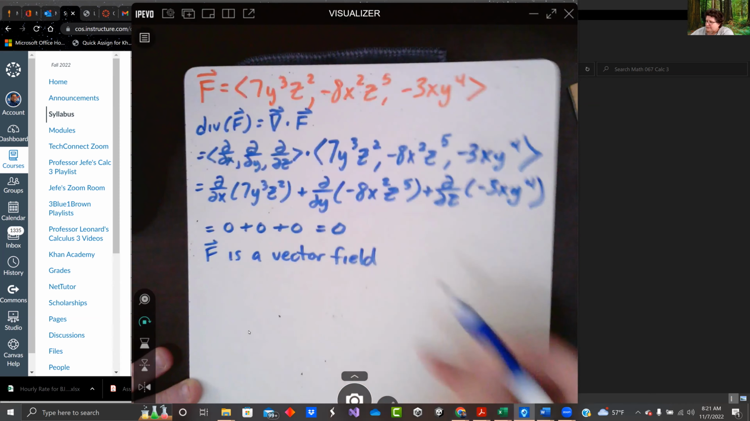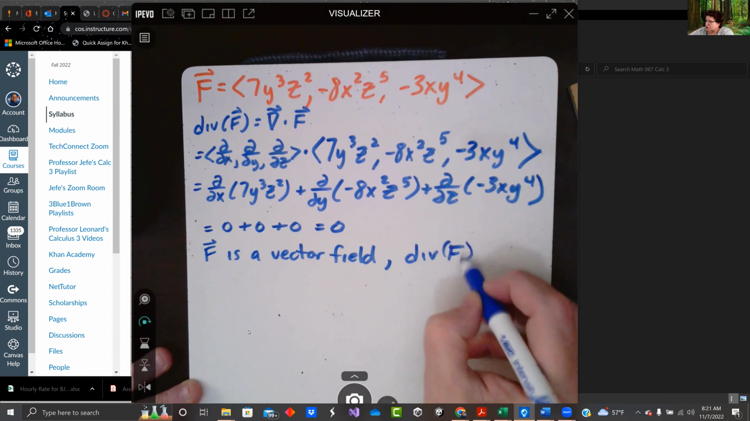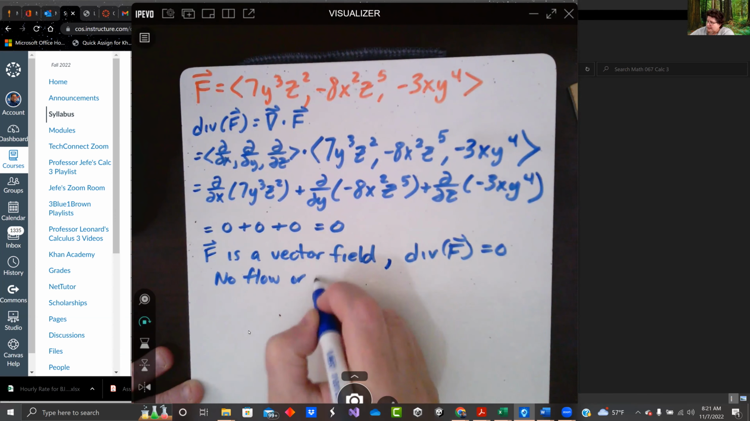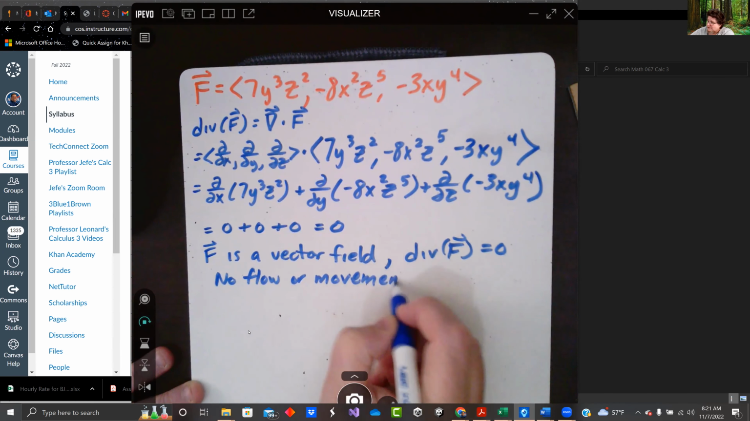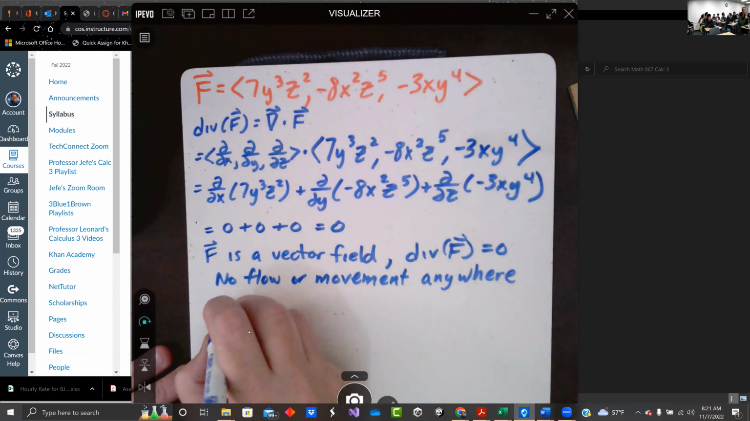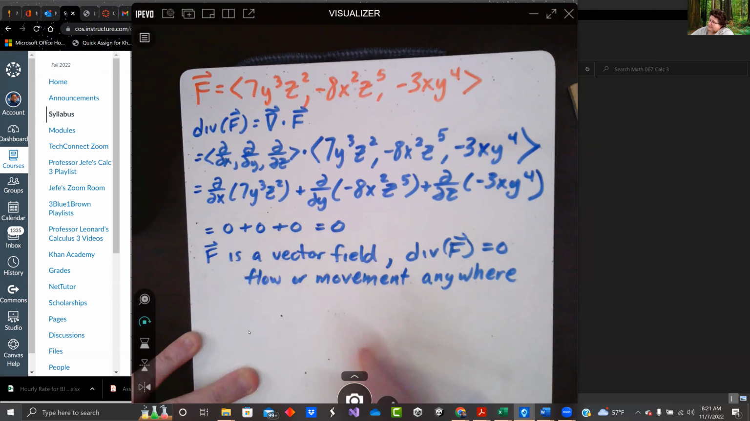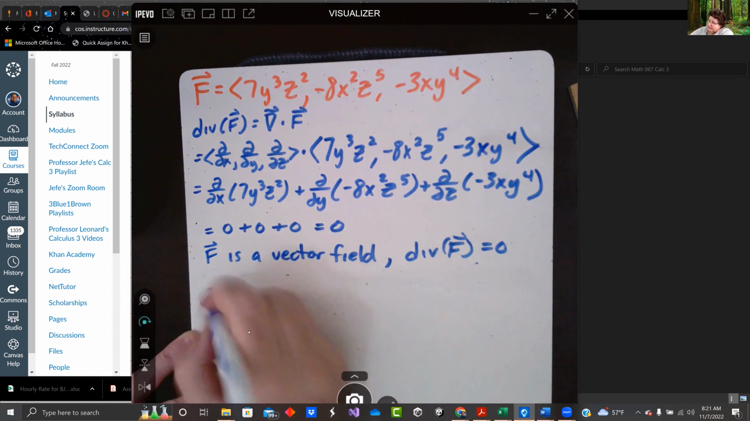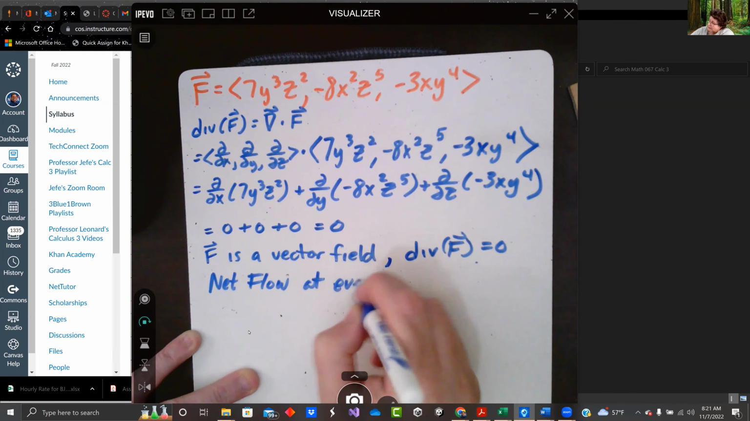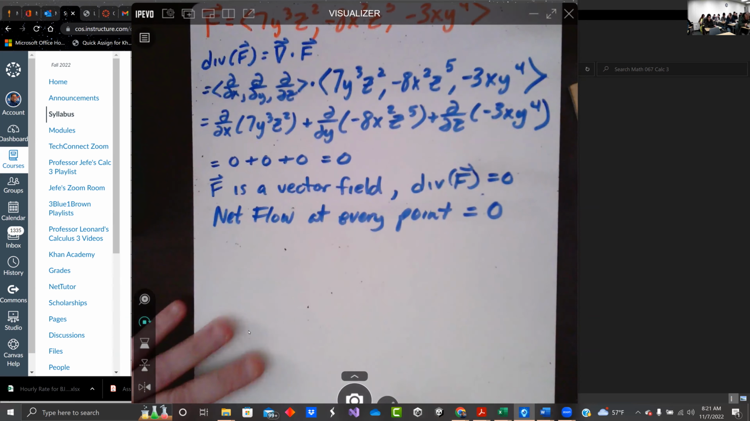At every point in it, regardless of x, y, and z, the divergence is 0, which means there is no flow or movement anywhere in the vector field. I'm sorry, not no flow, but no net flow. Let me rephrase that. The net flow at every point is 0. So at any given point, the net flow is just going to be canceled out.